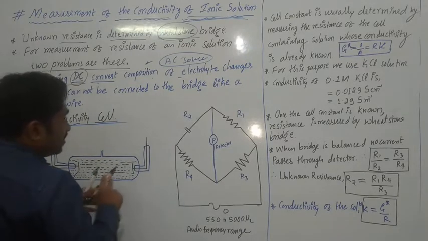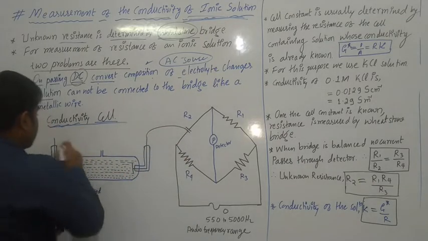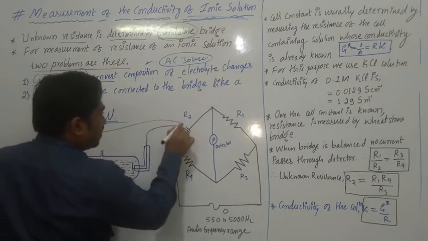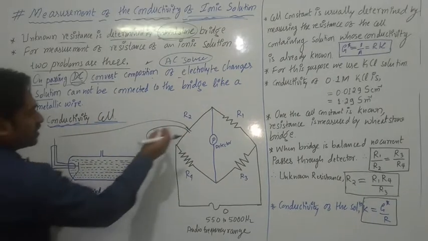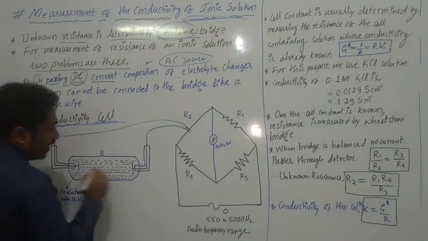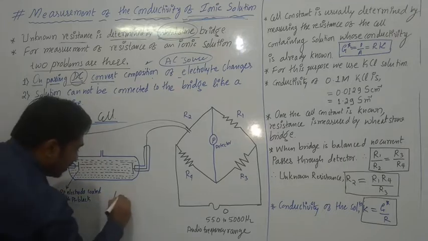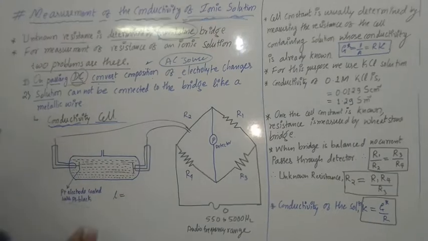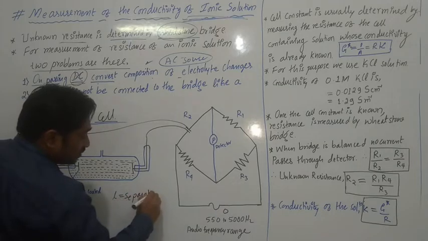See here, this end is connected with this and this end is connected here. Problem solved. So now my solution is connected to the Wheatstone bridge. See here, these two electrodes are separated by distance L. The length between these two electrodes is L. So what is this? The separation between electrodes.